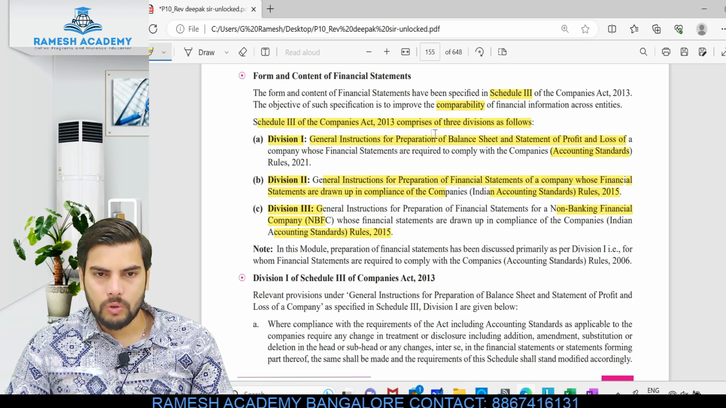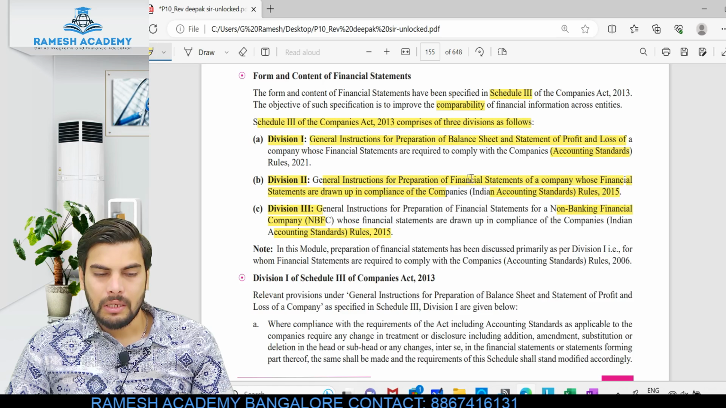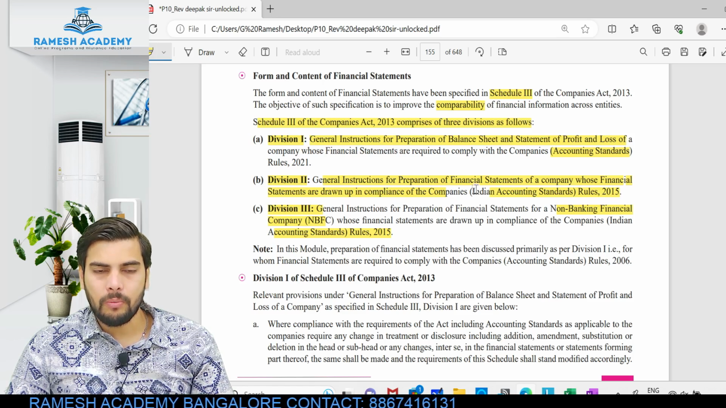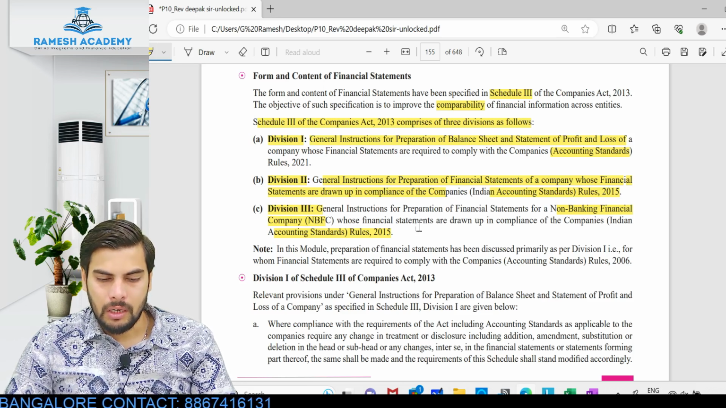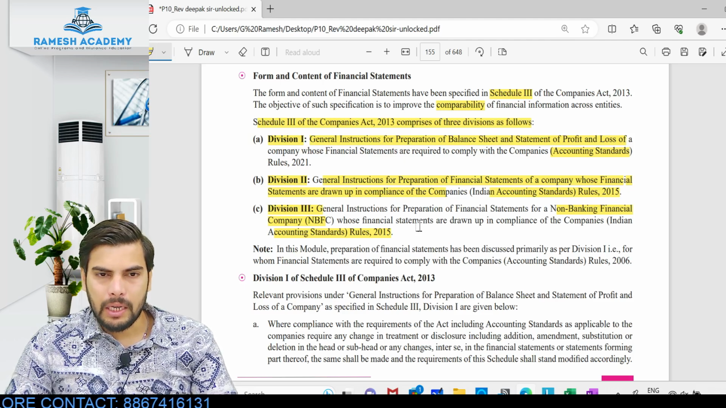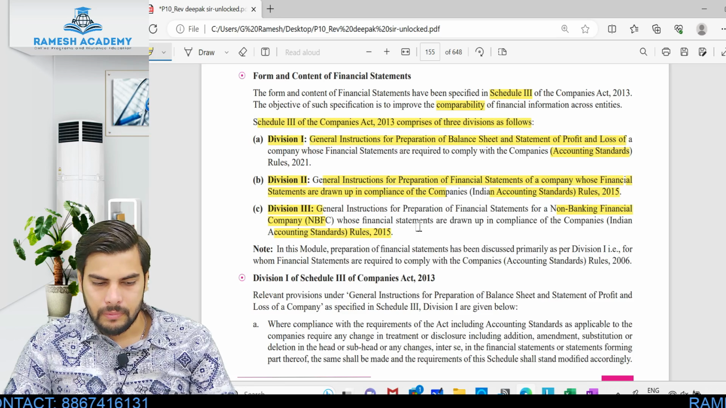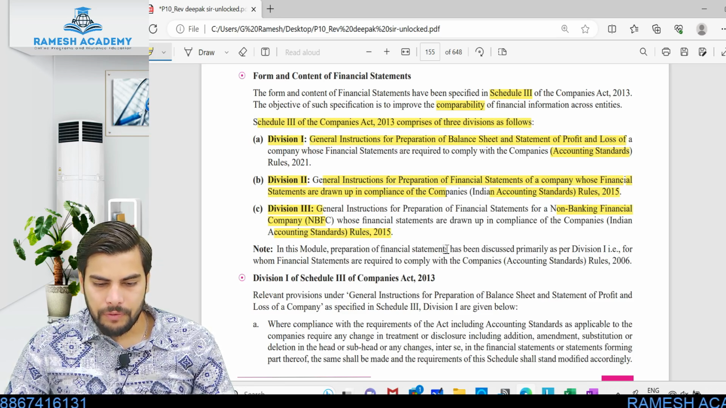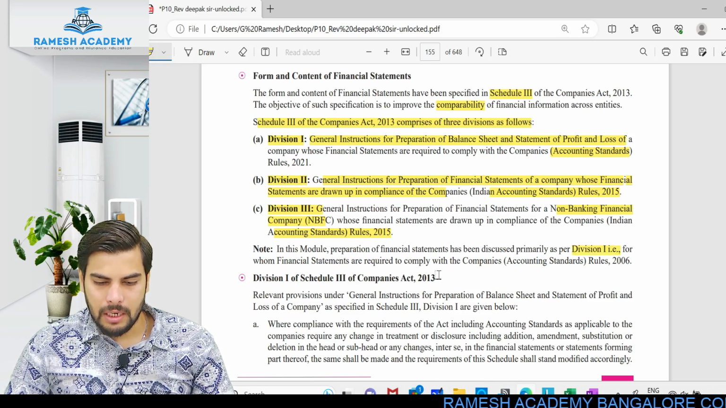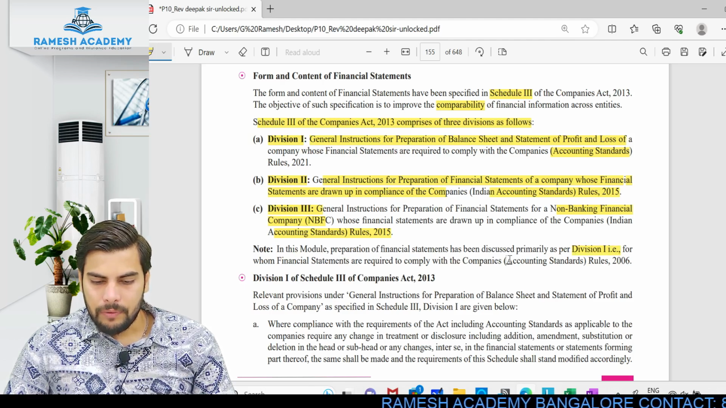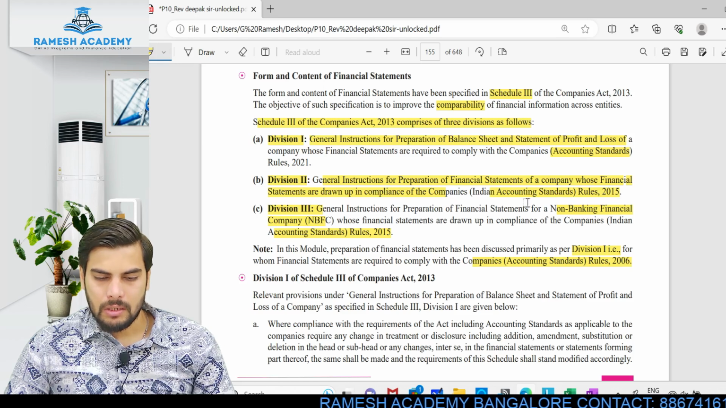See, the first is for those companies for which accounting standard is applicable. Second is those companies whose financial statements are under Indian Accounting Standard. Third is the preparation of financial statements of non-banking financial companies, NBFCs, prepared in compliance with Indian Accounting Standard. Clear? Note that in this module, preparation of financial statements has been discussed primarily as per Division 1, that is, financial statements which are required to comply with the company's Accounting Standard Rules 2006. In this particular module, they have just covered this aspect.